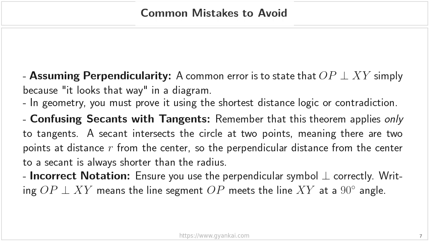Now, before we wrap up today's session, I want to touch on some common pitfalls. As we've just seen in our proof, geometry requires rigorous logic, so let's look at some mistakes to avoid. With these points in mind, you should be well prepared to apply Theorem 10.1 to much more complex problems.